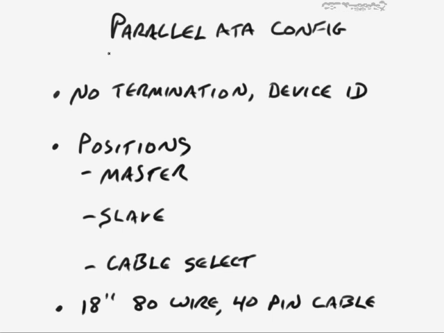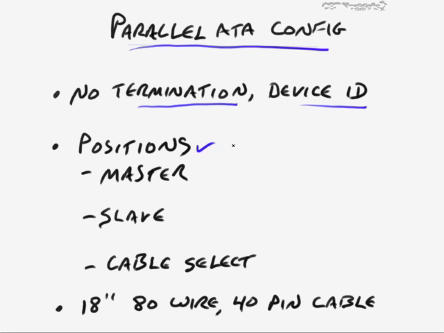Alright, as we get started here talking about storage, we're going to start off first of all talking about parallel ATA configuration, or PATA as it's also known. With this, we don't have any kind of termination or device IDs involved. I only bring that up because later on we'll talk about SCSI, where you'll see that it does require both termination and a device ID. This helps to identify the device on a SCSI chain, as well as to help prevent signal bounce, just to make sure that the devices are properly operating. But we'll talk about that again when we talk about SCSI.